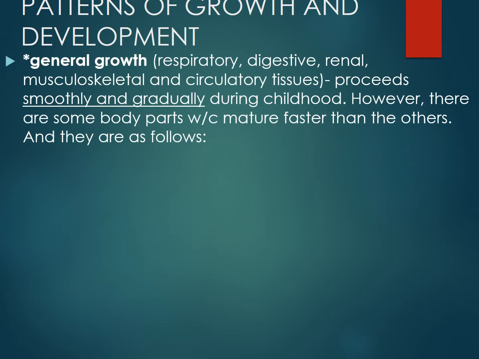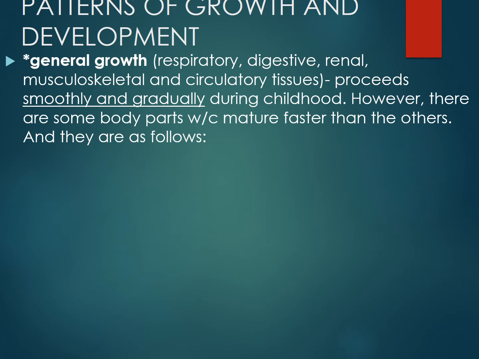Now, we also talk about the patterns of growth and development. Always remember that there is a term which we call general growth. Anong ibig sabihin nito? That the respiratory system, digestive, the renal or excretory system, the musculoskeletal system, and the circulatory tissues of the body, they proceed smoothly and gradually during the adulthood. So wala pong spurt na nangyayari, wala pong pagtigil ang nangyayari dito. Ibig sabihin, tuloy-tuloy ang pag-grow ng mga systems na ito when we talk about general growth.